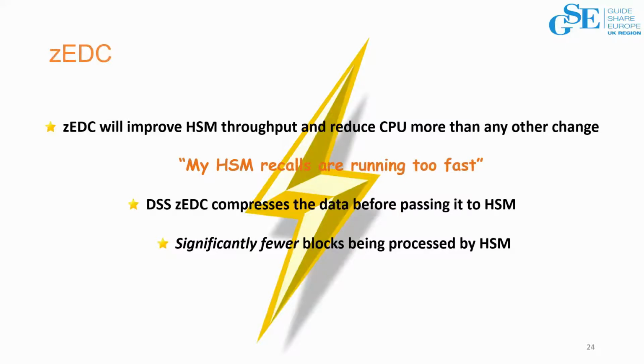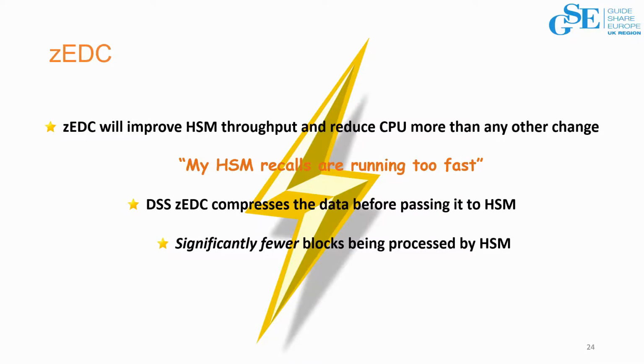So if you aren't using zEDC, you should definitely consider it. zEDC will improve HSM throughput and reduce CPU more than any other change. An HSM client actually made the comment that with zEDC, HSM recalls were running too fast. When using zEDC, DSS will first compress the data before passing it to HSM, and so HSM in this case is processing significantly fewer blocks. We've had many HSM clients have a ratio as high as 8:1 for HSM ML1 and backup data sets with zEDC.